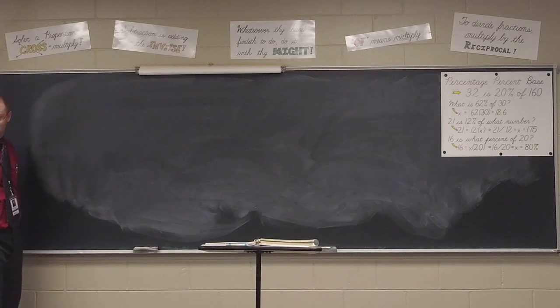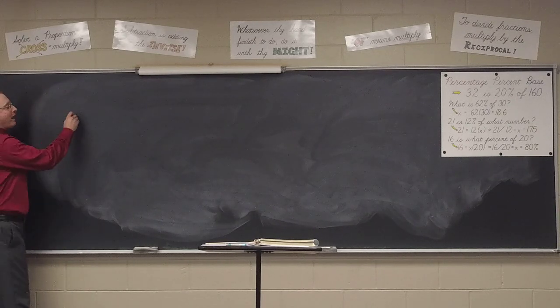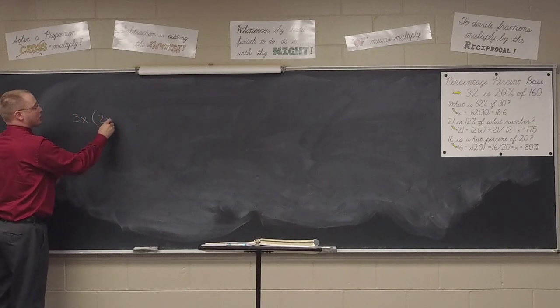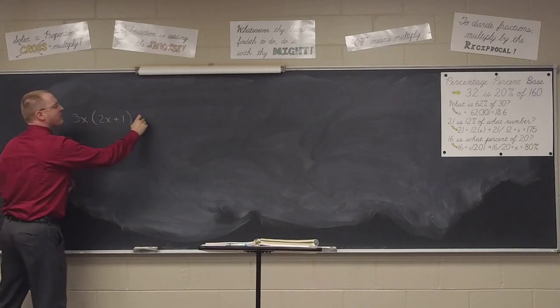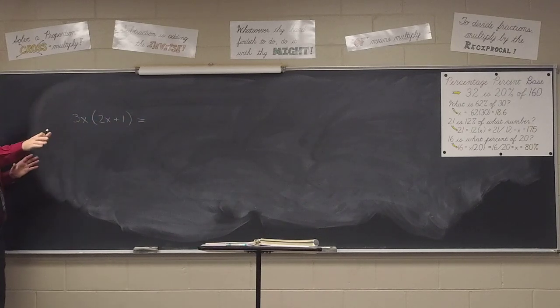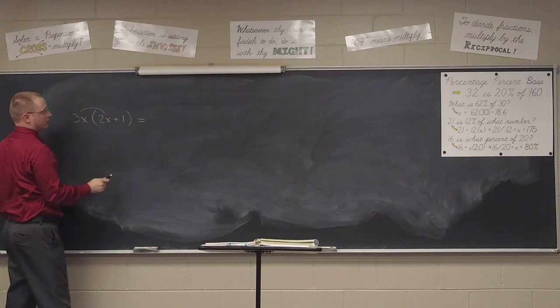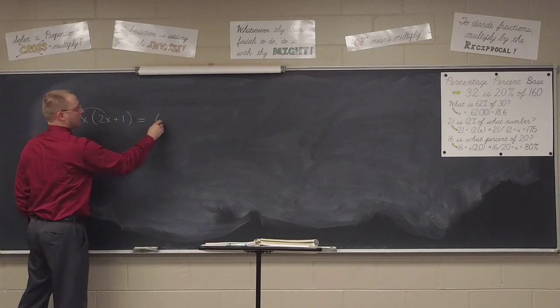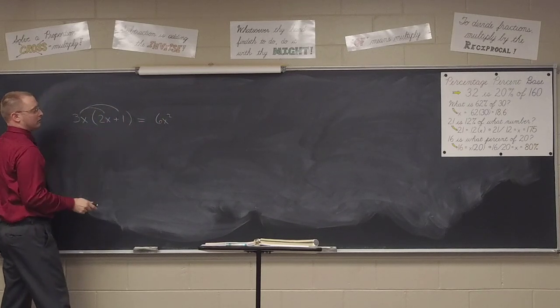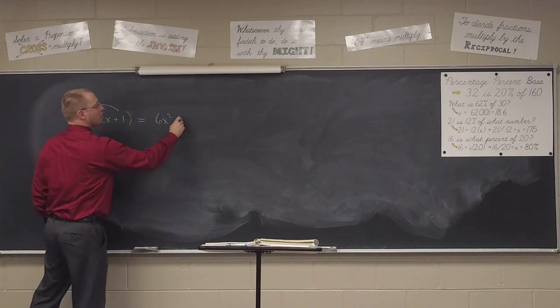Division's the opposite of multiplication, right? So if I were to multiply 3x times 2x plus 1, what would that give me first of all? Just real quick distribution. Lana? 6x squared and then positive 3x. Good, positive 3x.